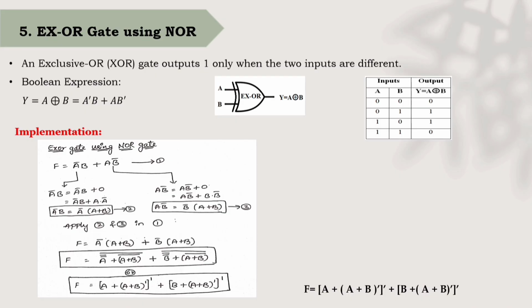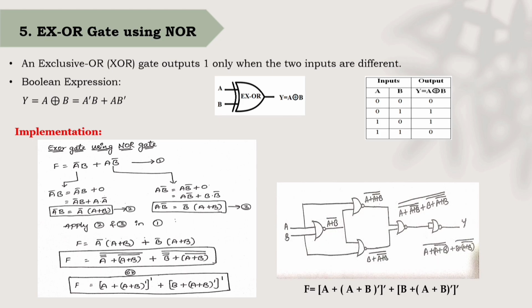Now let us put this second and third equation in the main equation, that is equation 1. So we are going to finally get F equals A bar into (A plus B) plus B bar into (A plus B). But in this equation also we have the AND operator. To get the OR operator, again we need to go for the De Morgan rule. So that we are going to get (A plus B bar) whole bar plus (B plus A plus B bar) whole bar.